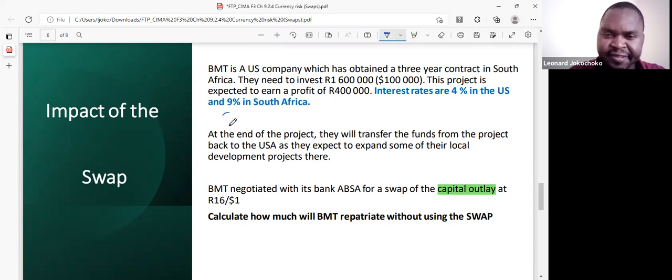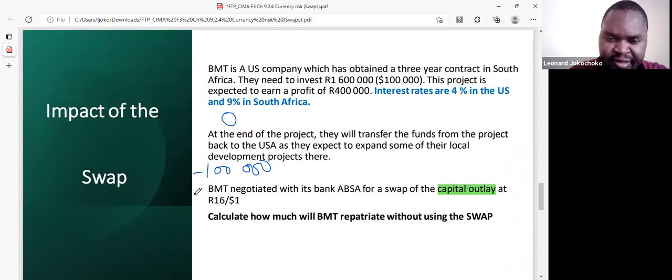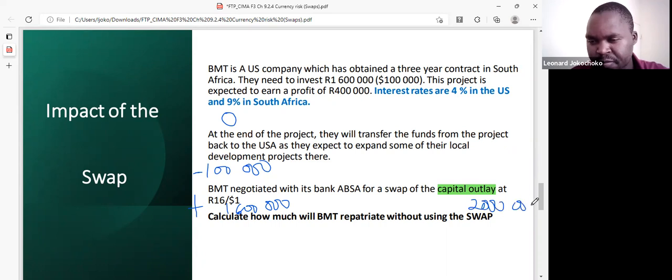Now, on day 0, when the contract is starting, BMT will transfer $100,000 to the bank ABSA. So BMT will pay $100,000. In return, BMT will be given 1,600,000 Rand. Now that BMT has got the money to invest in South Africa, it will invest and make its profit until the end of year 3. At the end of year 3, BMT will be having 2 million Rand, the initial capital outlay plus the profit made.